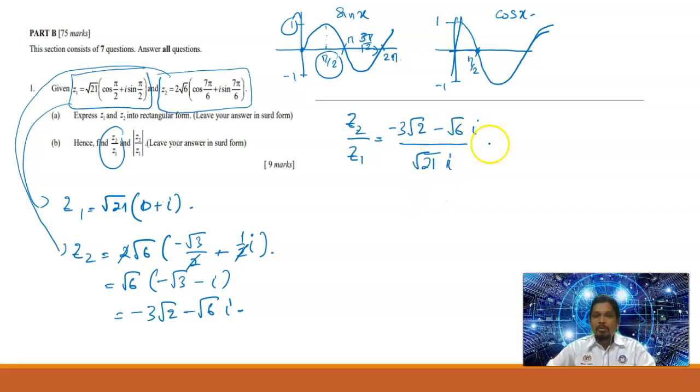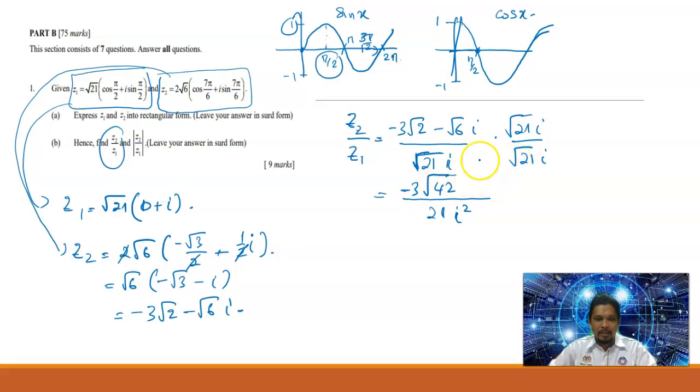So now our mission here is to clear this square root sign from the denominators by multiplying with another square root of 21i and square root of 21i. For the denominator, square root of 21 multiplied by square root of 21 equals 21, and then i times i is i squared. So negative 3 square root of 2 times this is going to give you negative 3 square root of 2 times 21, 42.